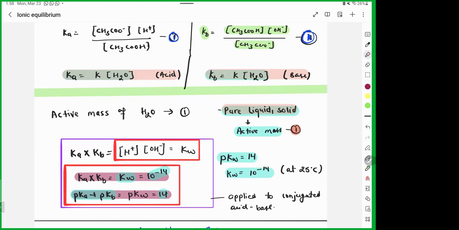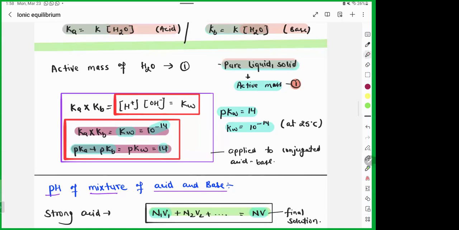In chemical equilibrium, we have studied this. For pure liquid and solid, active mass is always 1. And H2O is a pure liquid, that's why their value remains constant. We already said Ka into Kb is equal to Kw, also equal to H positive and OH negative. Ka into Kb is equal to Kw, which is equal to 10 raised to power minus 14.